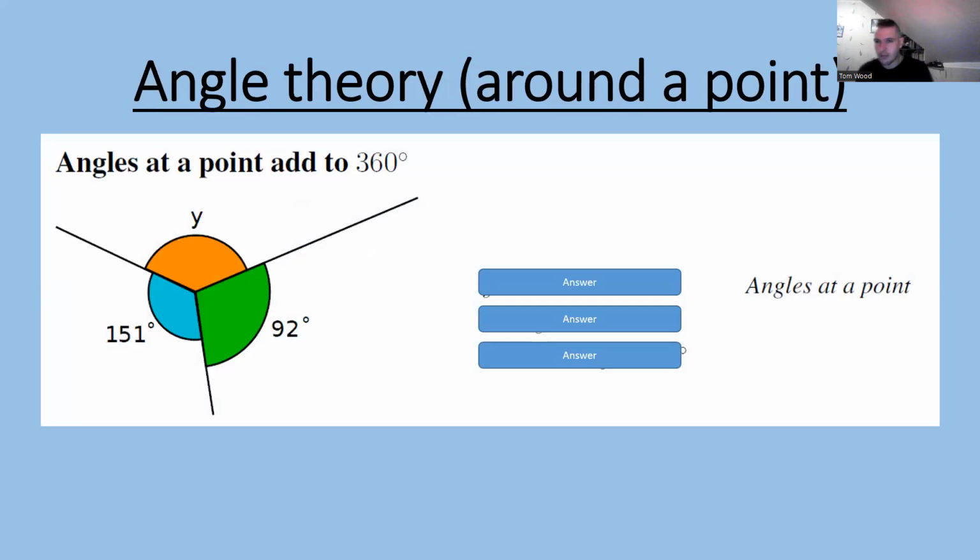So another idea here then. The angles around a point are 360 degrees. So we know any point, if we go all the way around it, we're doing a full circle, that is 360 degrees. So given that then, how many degrees have we got here in angle Y?